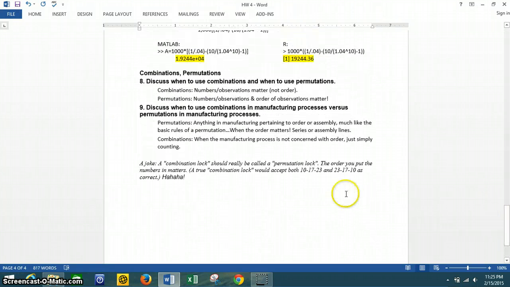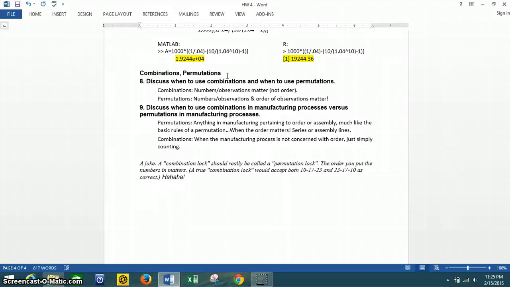And now as we scroll down again, let's just change topics here. Let's look at the combination and permutations information. So to discuss the combination and permutations, this is pretty simple, saying that combinations are when you have numbers or observations, and the observations are really the only thing that matters. The order does not matter, but for permutations, the order is highly important. So not only do you have to have the number or the observations required, you also have to have them in a specific order.